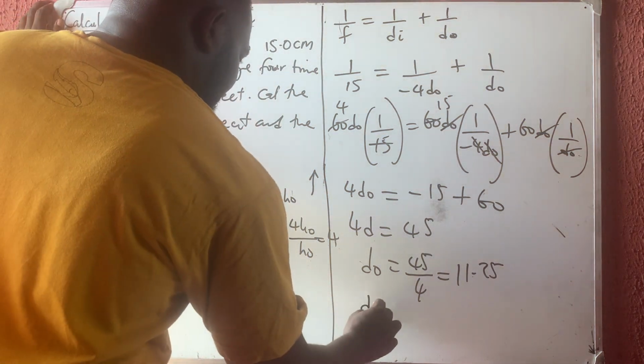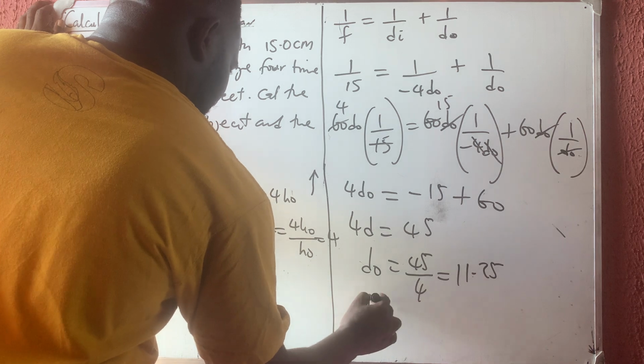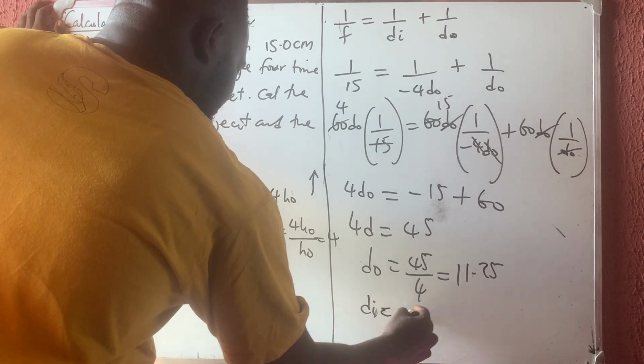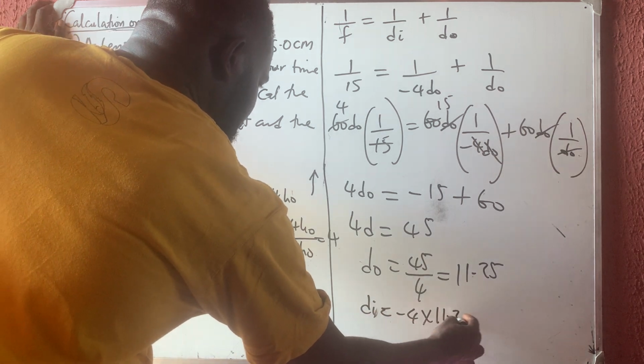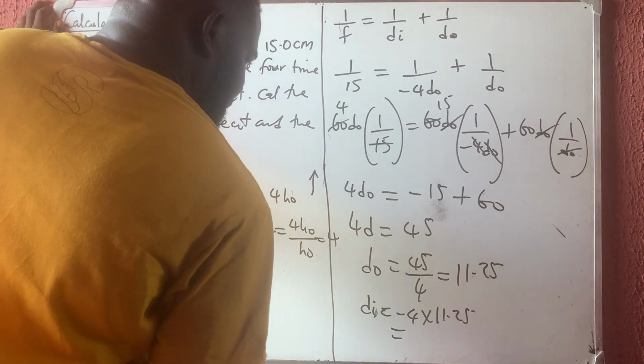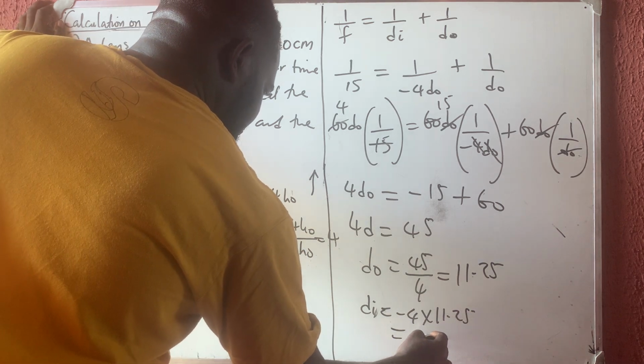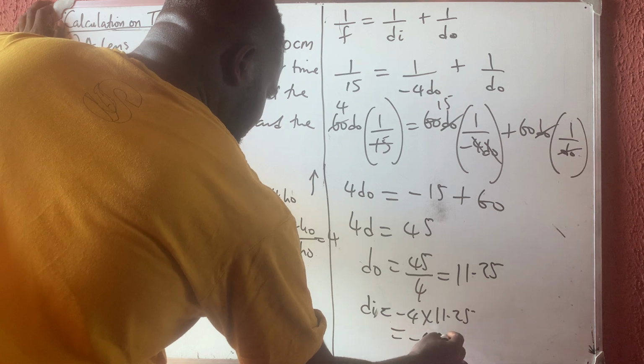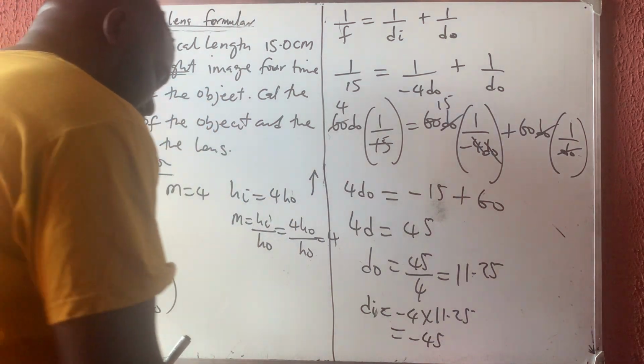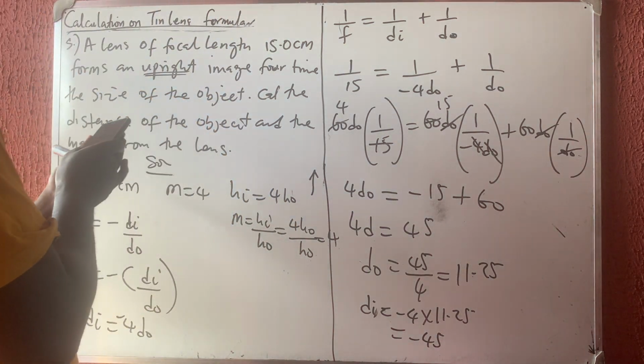So therefore, my di will now be equal to minus 4 times 11.25, which will give you minus 45. So that is that, which means it is formed at the left hand side.